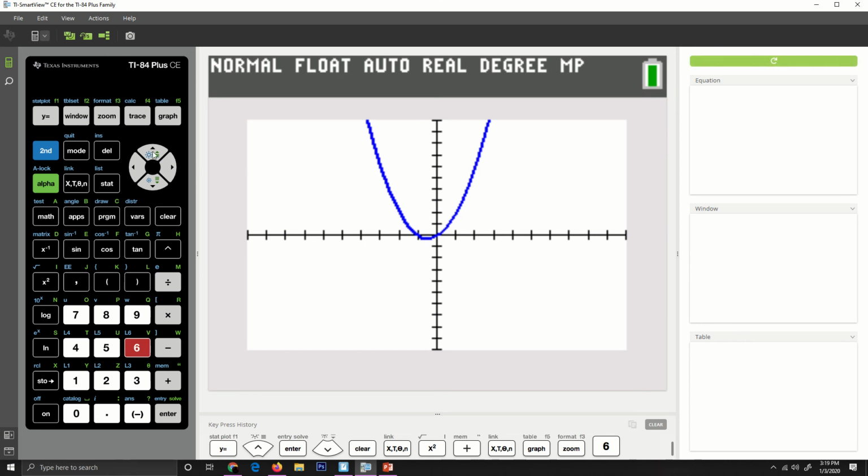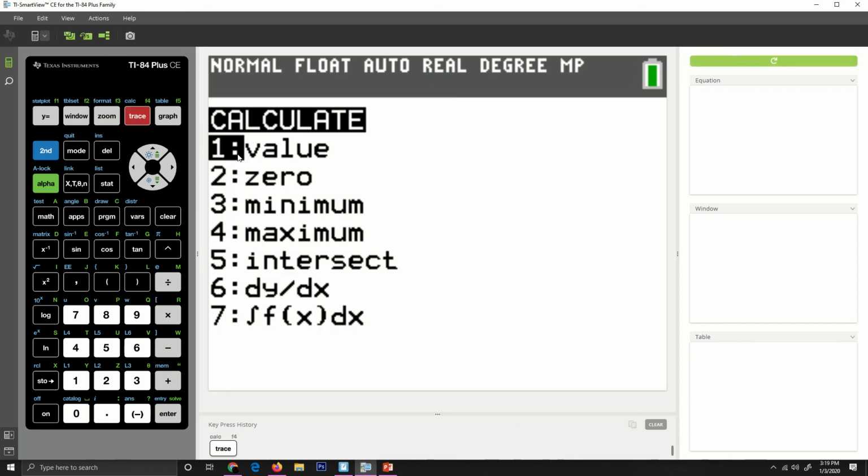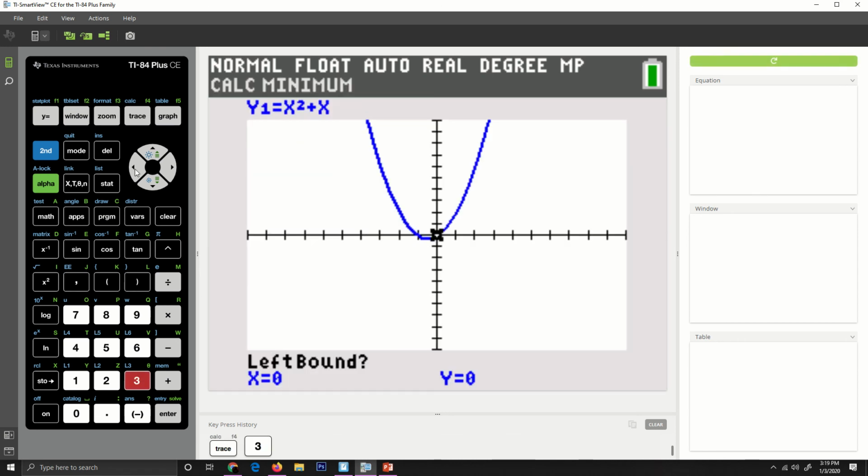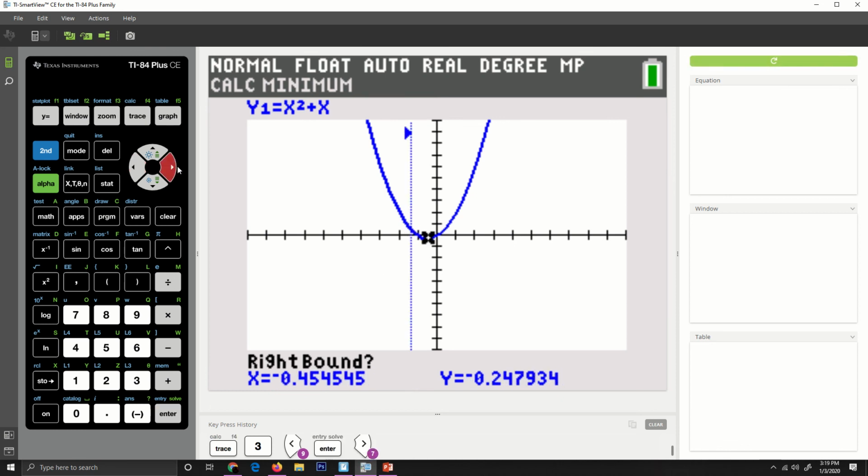So the first thing we want to do is find this relative minimum. We're going to hit second, then the trace button. We've already done value, we've already done zero. Now we're going to do minimum, so I'm going to hit 3. We want to go a little bit to the left of where we think that minimum is, and I'm going to hit enter. Then we're going to go a little bit to the right of where we think that minimum is, and hit enter.